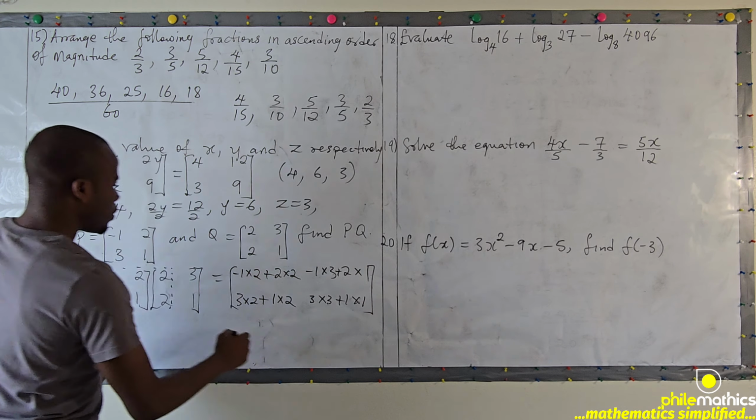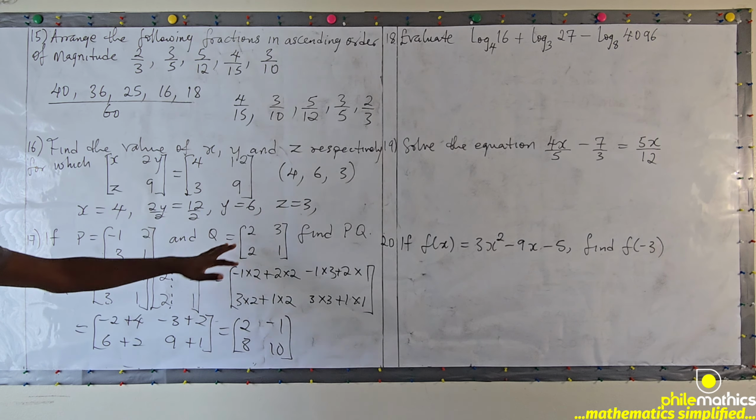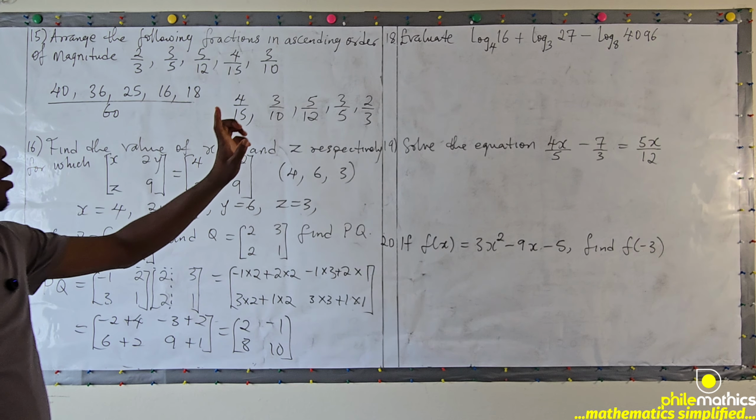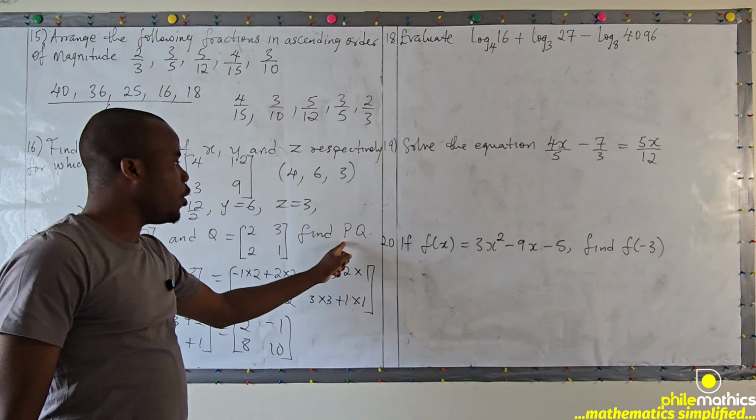And finally, we'll get minus 2 plus 4, same as 4 minus 2, which is 2. This is minus 1. This is 8. And this is 10. So this is the product of these two. Mind you, QP is not the same as PQ, so don't make that mistake.